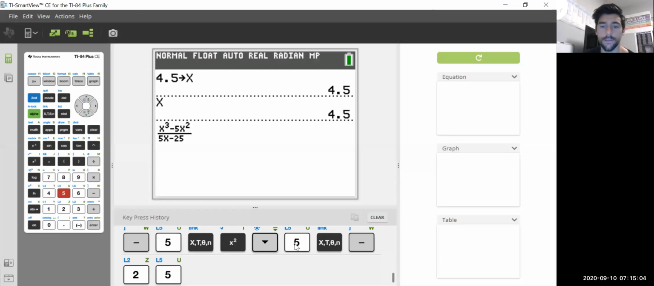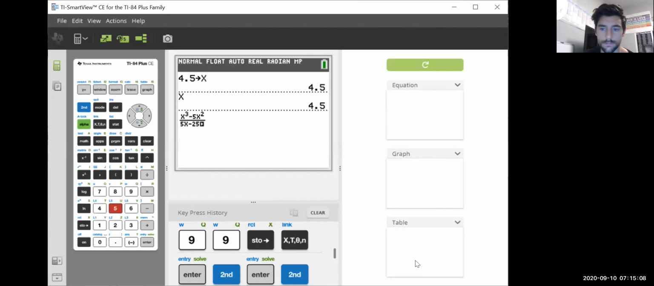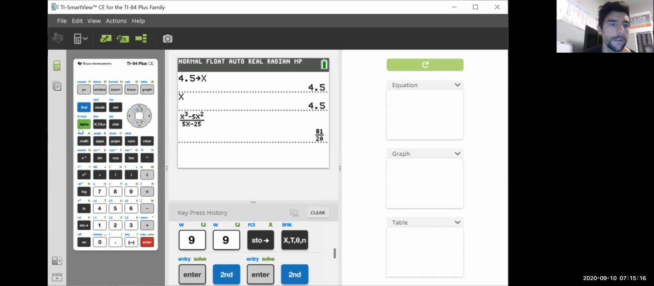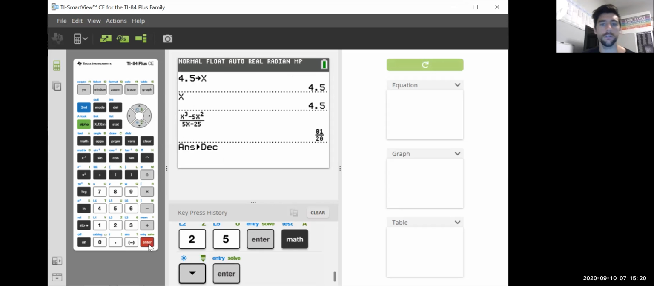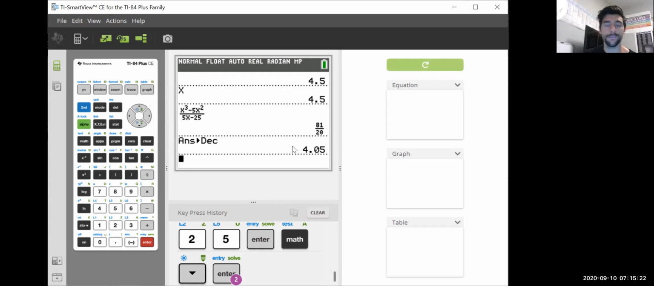So now, going back to my calculator, what's really cool is if I just hit enter, because I already saved that x value, I get the actual y value, and I can go math. I actually want to know it as a decimal, it's a little easier to evaluate that way, and I get 4.05.